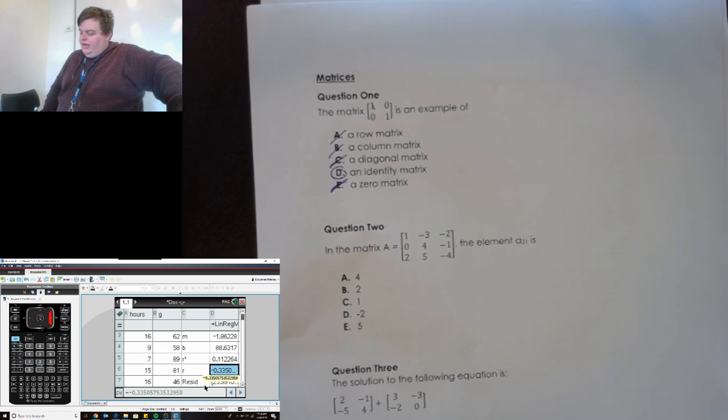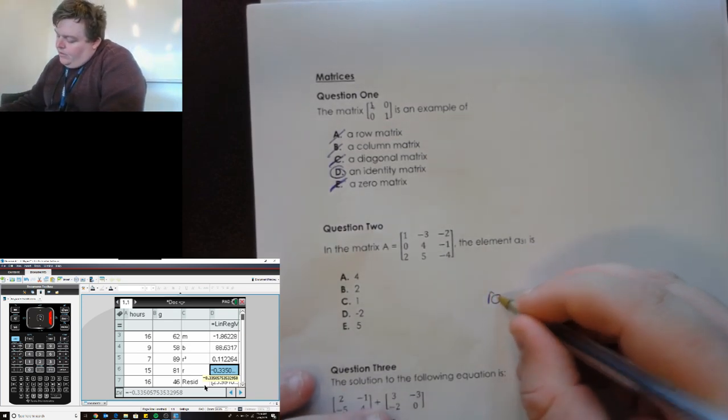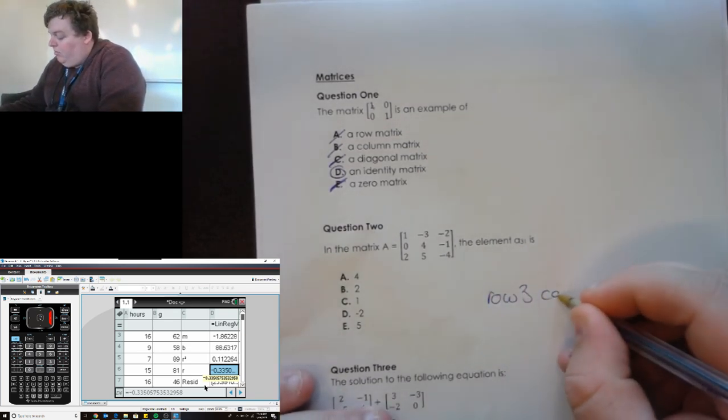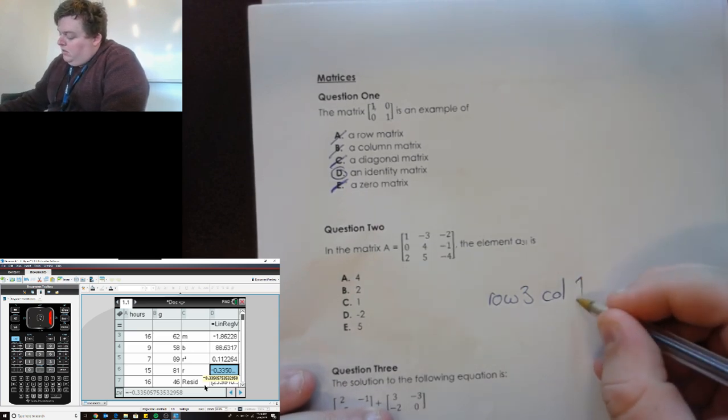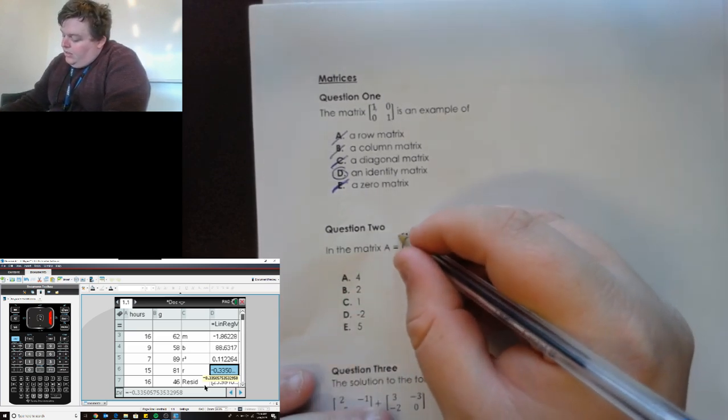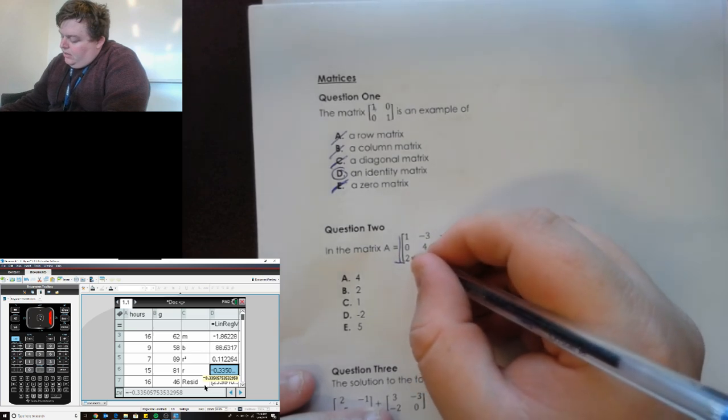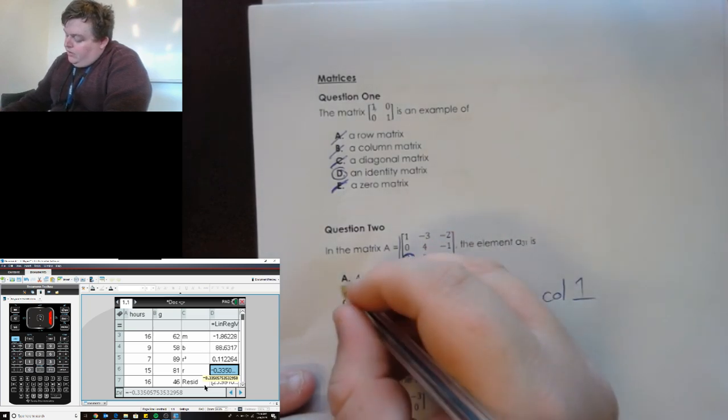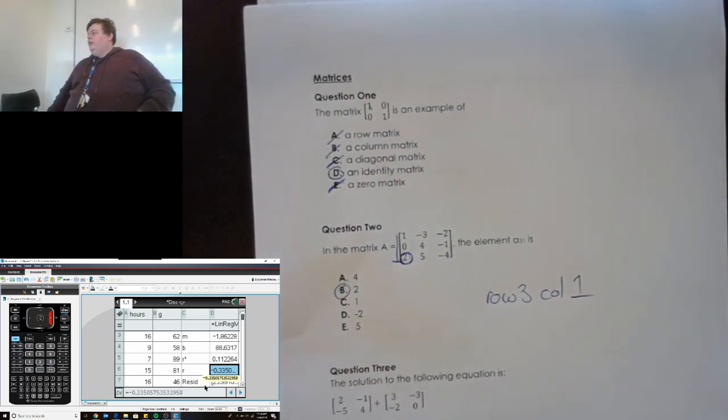If matrix A equals this, element 3, 1 is, so that's row 3, column 1. So go down here, row 3, column 1 should be 2. Nice and easy, can't complain about that.